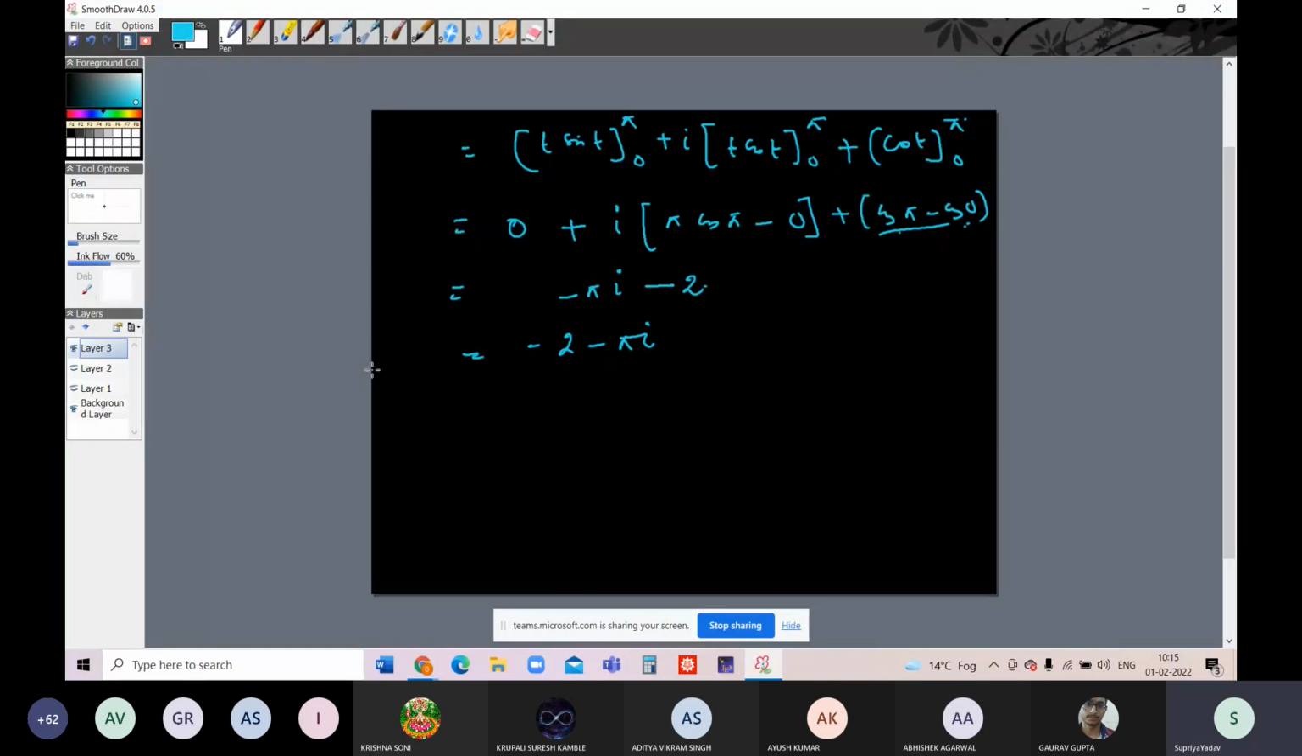Next is curve in complex plane. How do we define a curve in the complex plane? Like we define a curve in a two-dimensional plane, like y is equal to x, y is equal to x square, or an ellipse like x square upon a square plus y square upon b square is equal to 1. How do we define different curves in the complex plane?